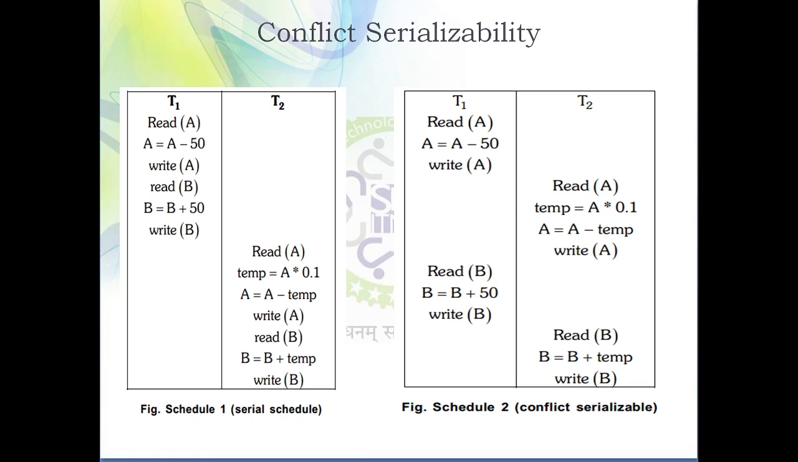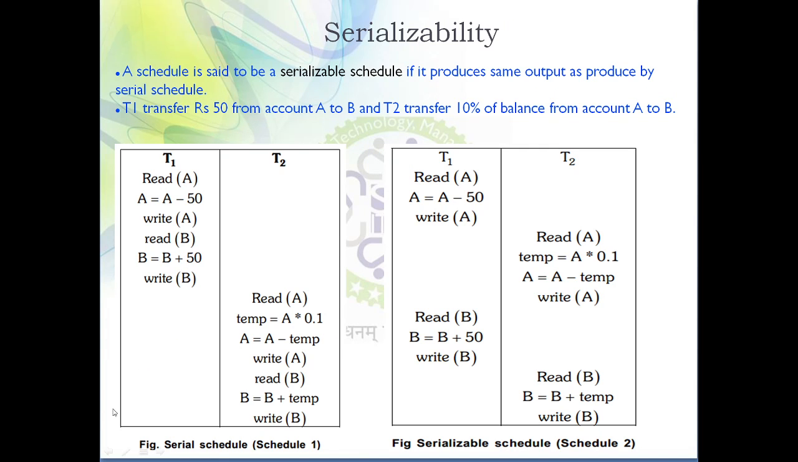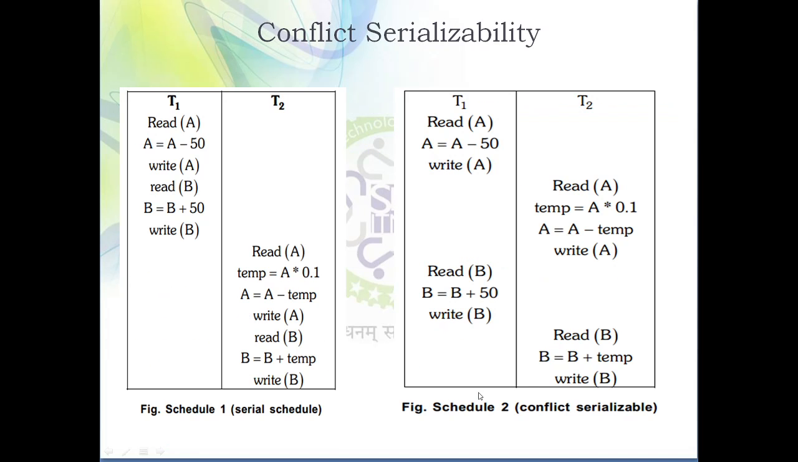When we say that schedule 2 is conflict serializable, it is conflict equivalent with schedule 1. Suppose I am going to swap the non-conflicting operations. If schedule S can be transformed into S dash by a series of swaps of non-conflicting operations, then I can say that this schedule is conflict serializable.